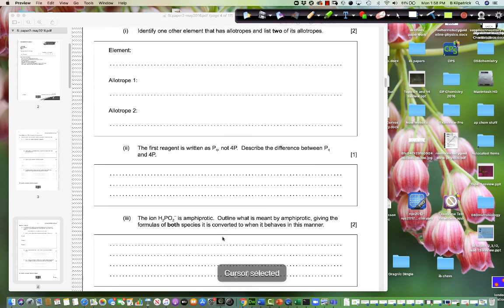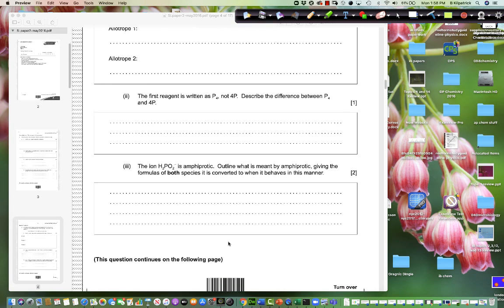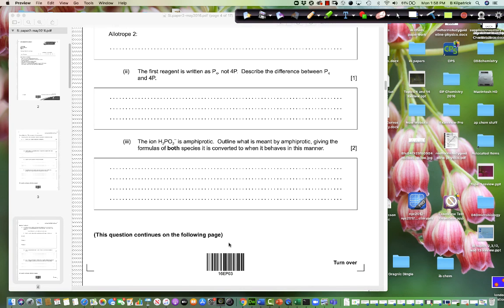All right, the next question. The first reagent is written as P4, not 4P. What's the difference? Well, remember when we have that subscript there, that indicates that you've got 4 atoms bonding together. So P4 is a molecule. And if you were actually writing this out, I would advise you write molecule instead of the shorthand, of 4 atoms.